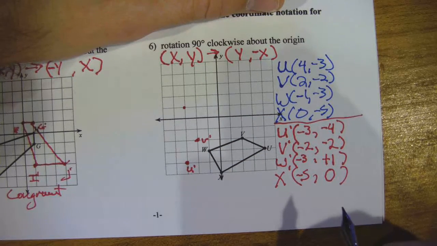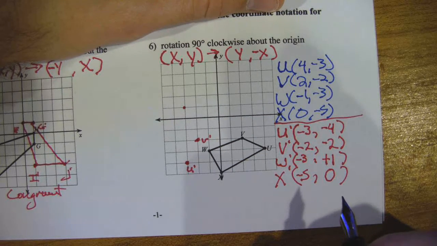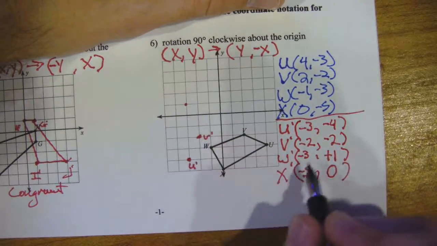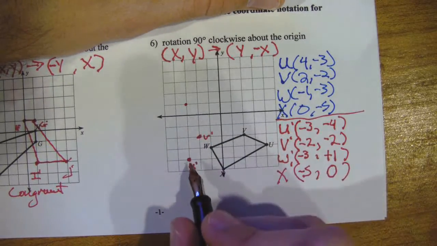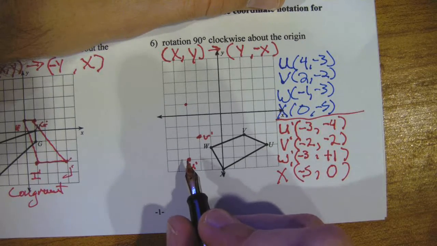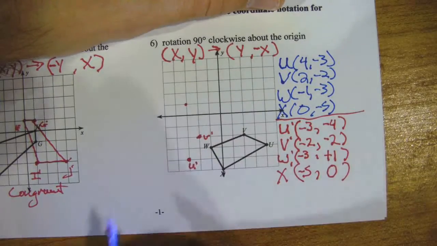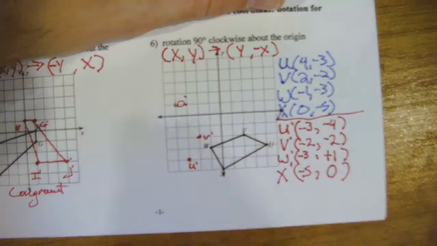And then, oh, I've lost my place. -2, -2, -3, -4. Oh, I'm sorry. We're at W there. -3, 1. That's W prime. Okay. Helps if you can read.